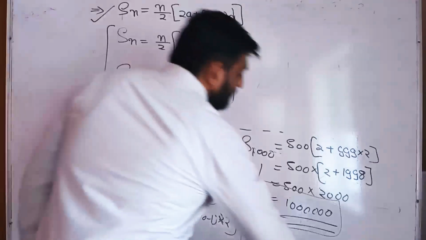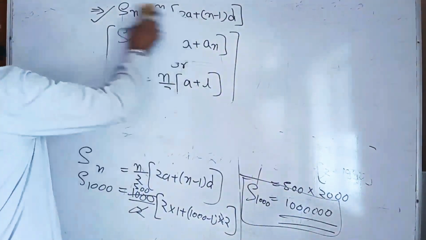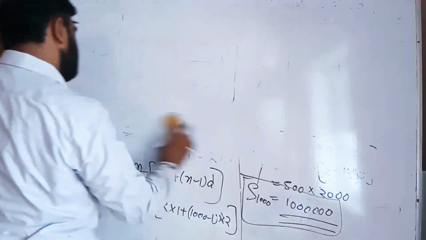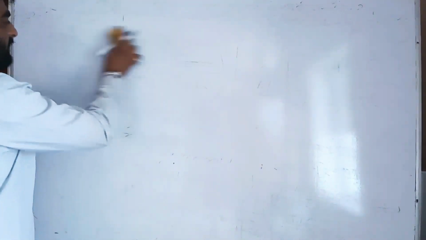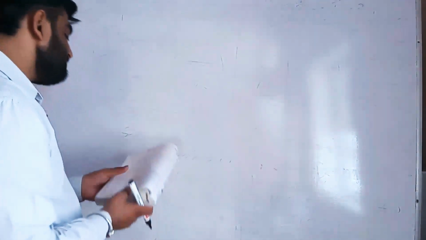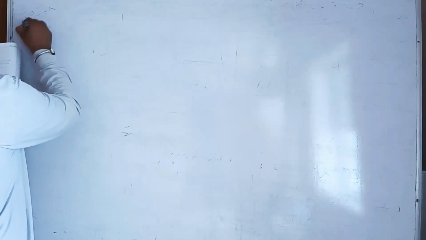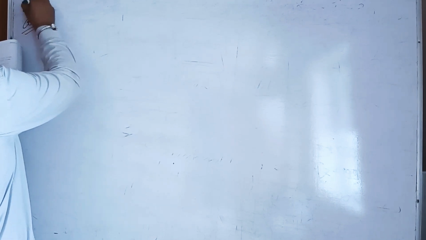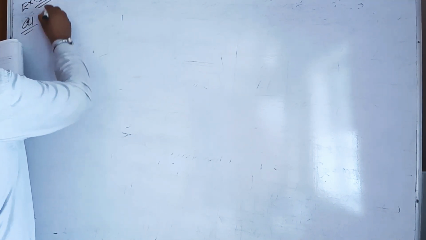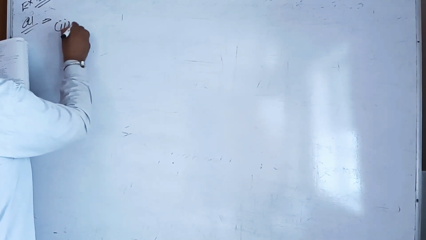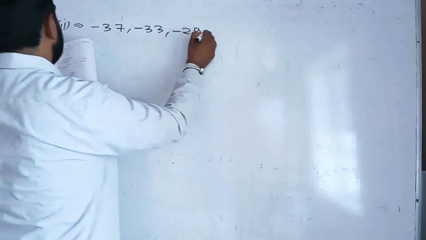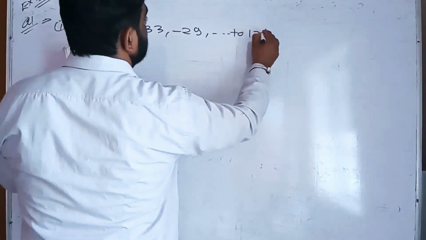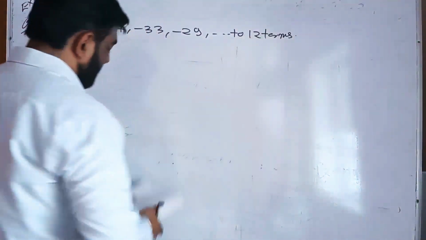So now we will start exercise 5.3. If we start with the examples, find the sum of the AP. Question number 1, part 2: minus 37, minus 33, minus 29, and so on, up to 12 terms. So you have to find the sum up to 12 terms.